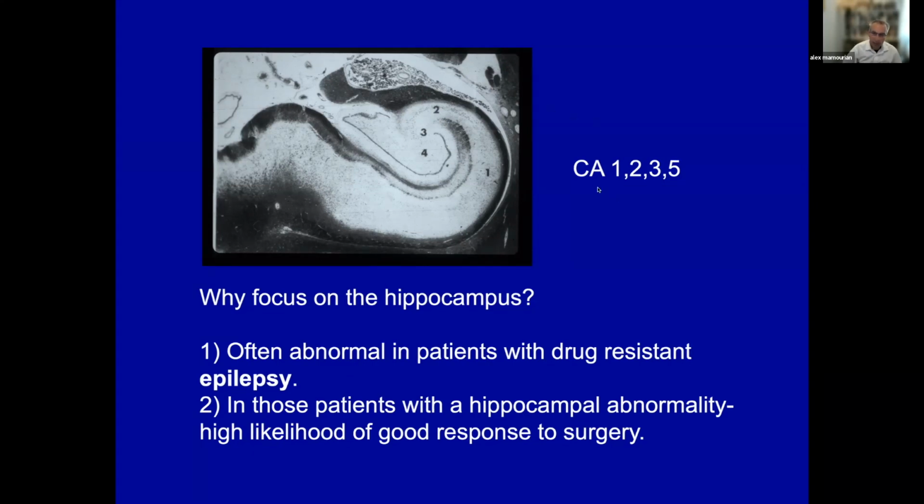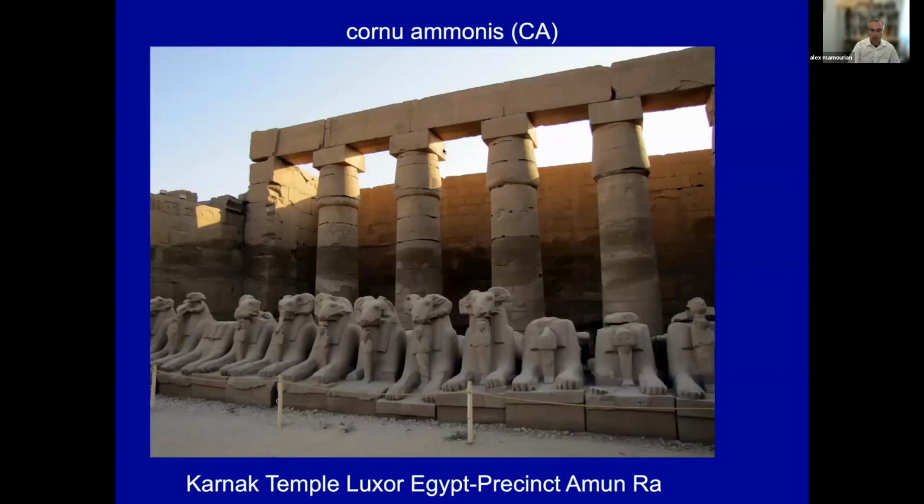Now, you'll see this listing CA and these sectors 1, 2, 3, 4. We won't get into the meaning of these different sectors, but I think this is a nice anatomic illustration that shows you the layers within the hippocampus. It's a very complex structure and with high functional significance.